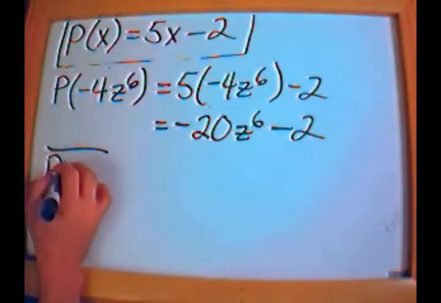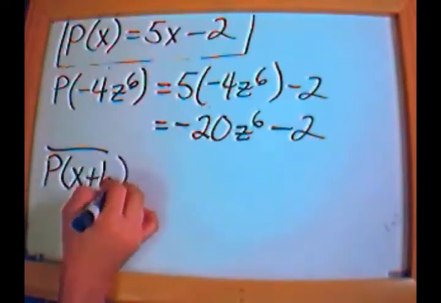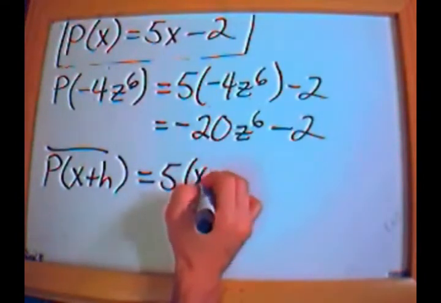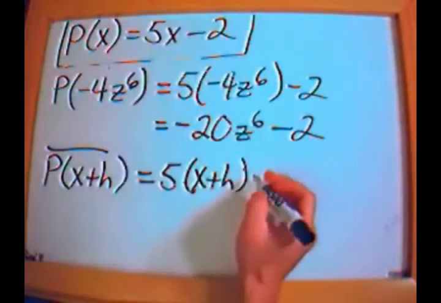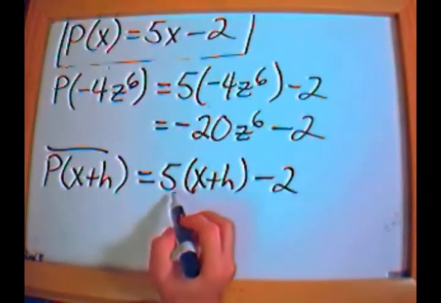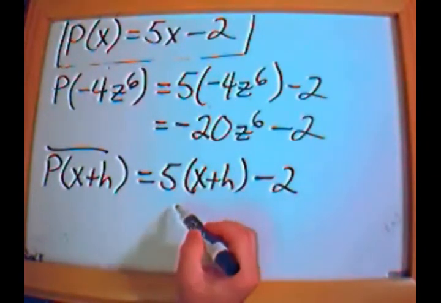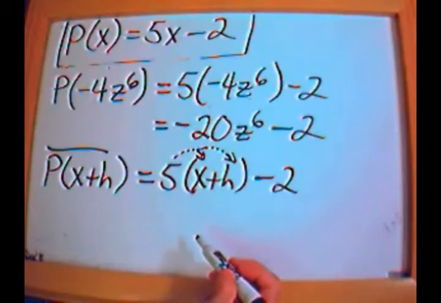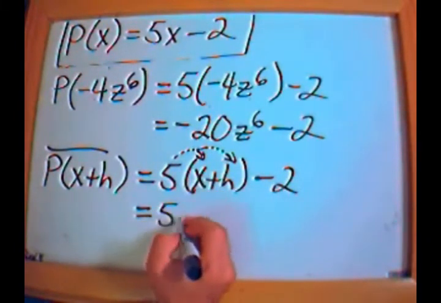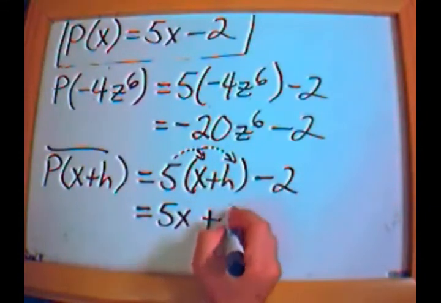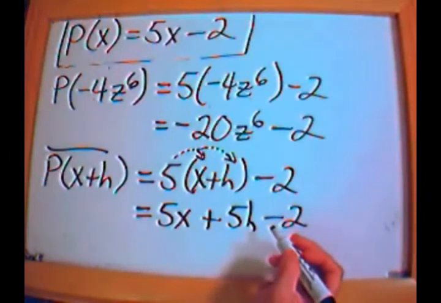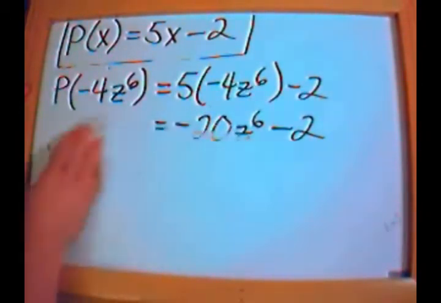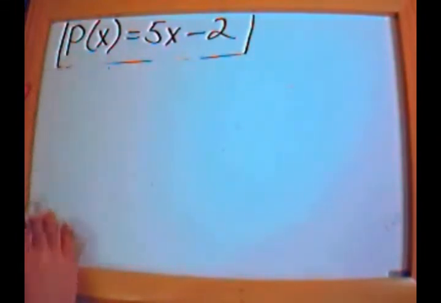What if I had something a little different, like p of x plus h? You handle it the same way all the other things are handled. 5 times x plus h, because this goes in where x is, minus 2. Now how do we handle this? You've got 5 times something in parentheses with an addition. You have to use the distributive property to multiply this 5 in here, and we learned that in a previous lesson. So that's going to be 5 times x is 5x plus 5 times h is 5h minus 2. And that is the answer. So you really have to keep track of your distributive property, and it comes in and saves your bacon sometimes.